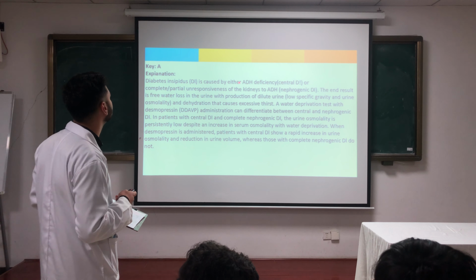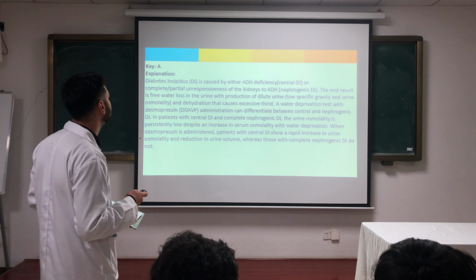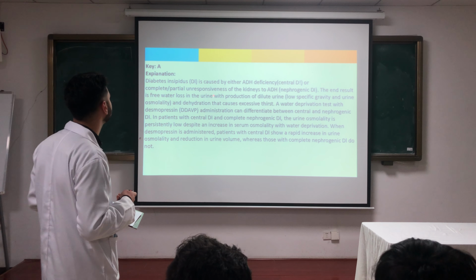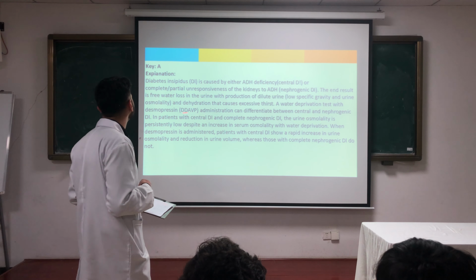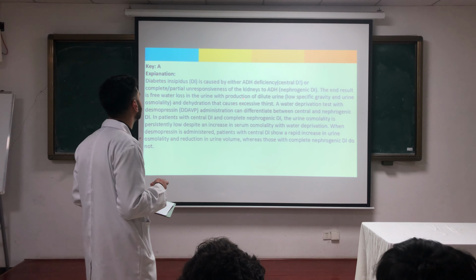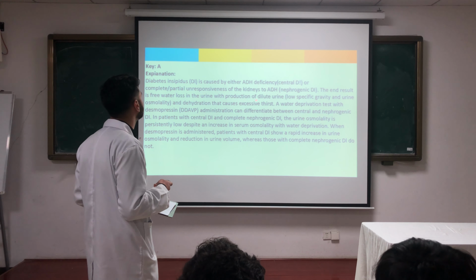Diabetes insipidus is caused by either ADH deficiency or a complete or partial unresponsiveness of the kidney to antidiuretic hormone. The end result is free water loss in the urine with production of dilute urine, and dehydration that causes excessive thirst. A water deprivation test with desmopressin administration can differentiate between central and nephrogenic diabetes insipidus.